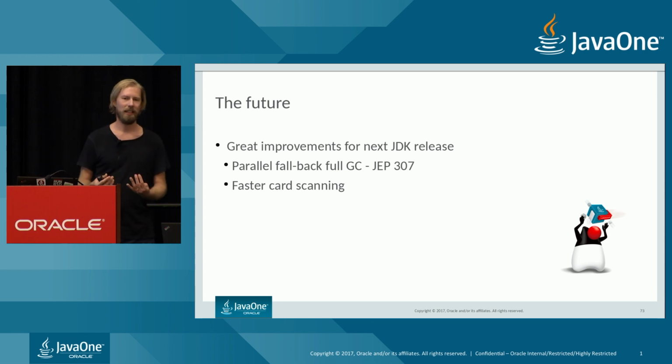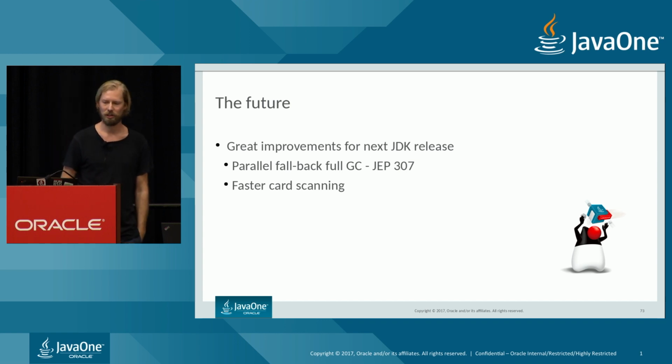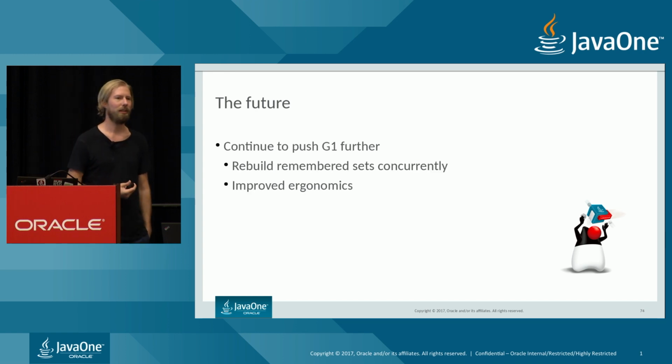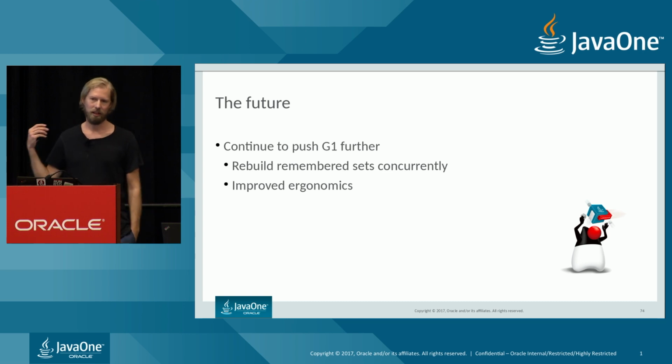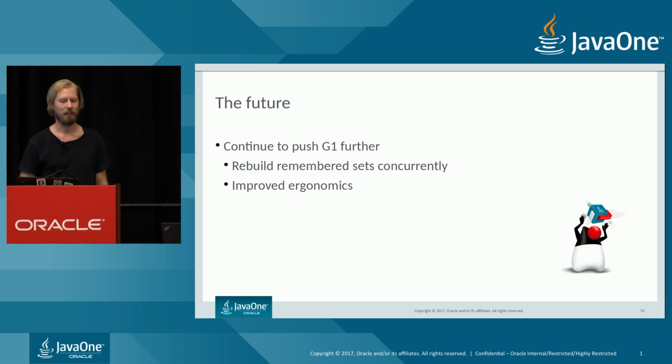Card scanning is an essential detail of how G1 works, and it needs to perform quite a lot of it. So this summer we revamped the code and improved it quite a bit, which resulted in a nice boost and shorter pauses. But we do not stop there. We are continuing to push G1 further continuously. At the moment, there are patches going on to rebuild the remembered sets concurrently. We haven't looked into those today, but the remembered sets are a key data structure in how G1 works. And in the future, we can hopefully rebuild them concurrently.